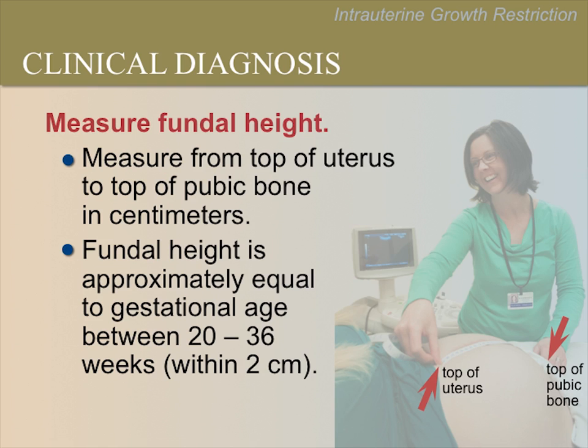The first clue that IUGR might be present comes from your clinical exam and the measurement of fundal height. To measure the fundal height, measure from the top of the mother's uterus to the top of the mother's pubic bone in centimeters. Normally, the fundal height is approximately equal to the gestational age between 20 and 36 weeks within 2 centimeters. Within a few weeks of delivery, the fetus usually drops lower into the pelvis, which can decrease the fundal height and makes fundal height less reliable close to the due date.